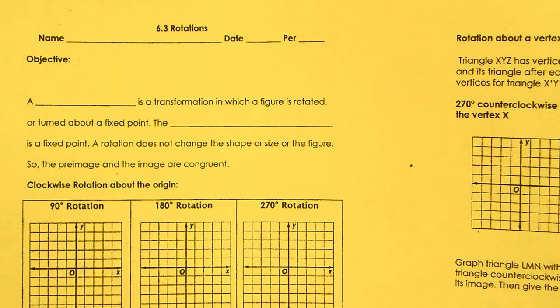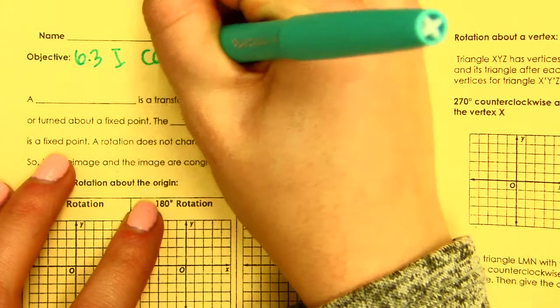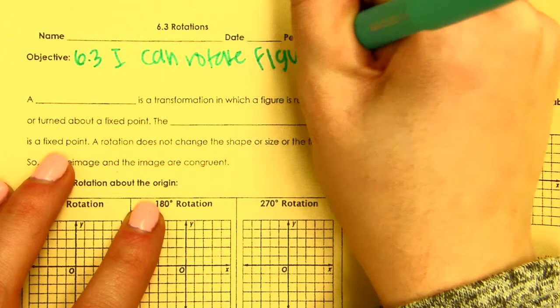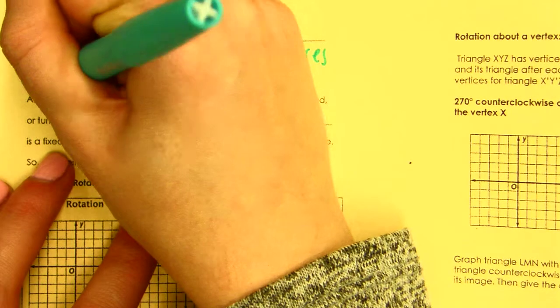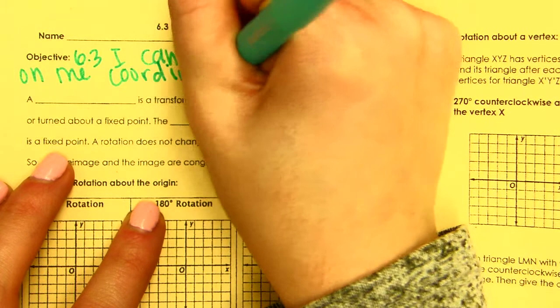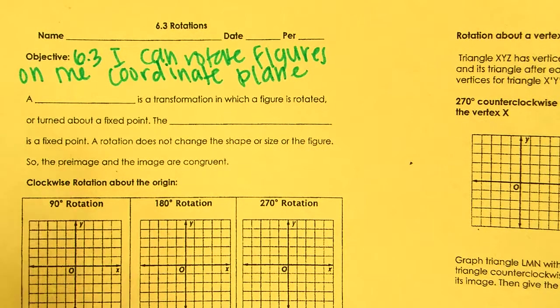One is 6.3. I can rotate figures on the coordinate plane. There's a bunch of different ways to do rotations. I'm going to show you one way in the video, and then we'll discuss some other ways during class.